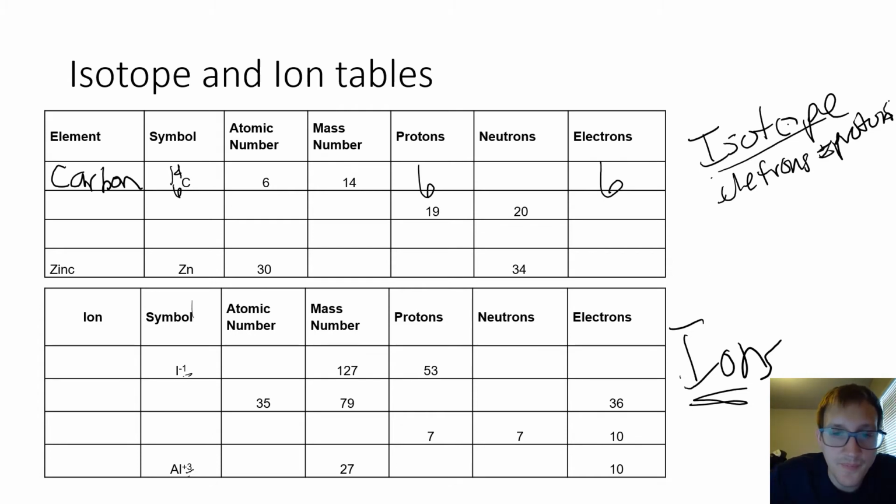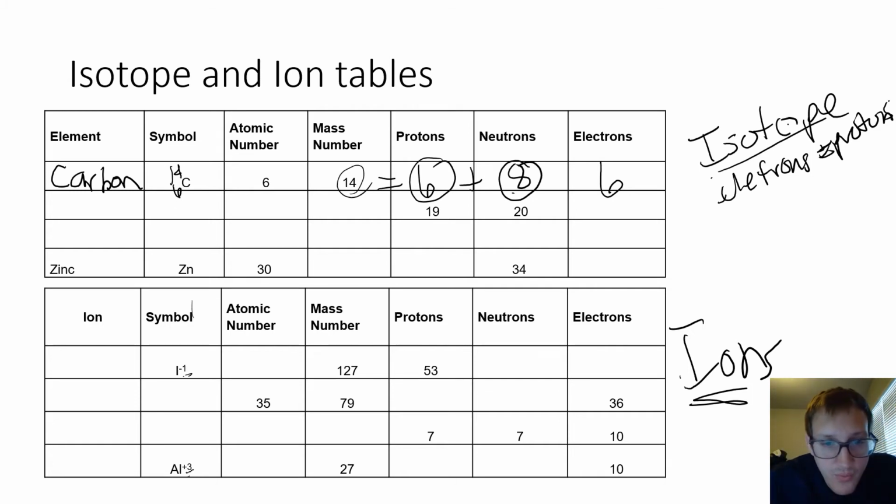The way you get neutrons is that this number plus this number should equal your mass number. So what plus 6 is 14? That number is going to be 8.